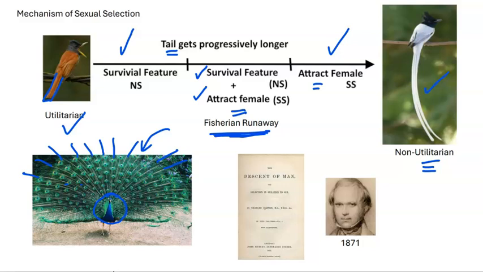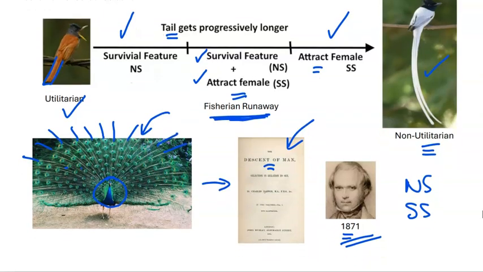This was first written about and detailed in a book called The Descent of Man, which also describes the role of sexual selection in humans. And this, in fact, was Darwin's second great book, published in 1871, The Descent of Man. So Darwin contributed not just to natural selection, but to the theories of sexual selection as well.